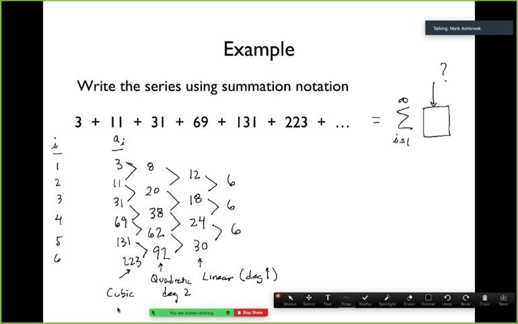So this can be very helpful, because knowing this is cubic, it would relate to I cubed. So let's write out what I cubed is: 1, 8, 27, 64, 125, 216. And now maybe we can see a pattern between I cubed and our sequence. So 1 gives 3, 8 gives 11, 27 gives 31.